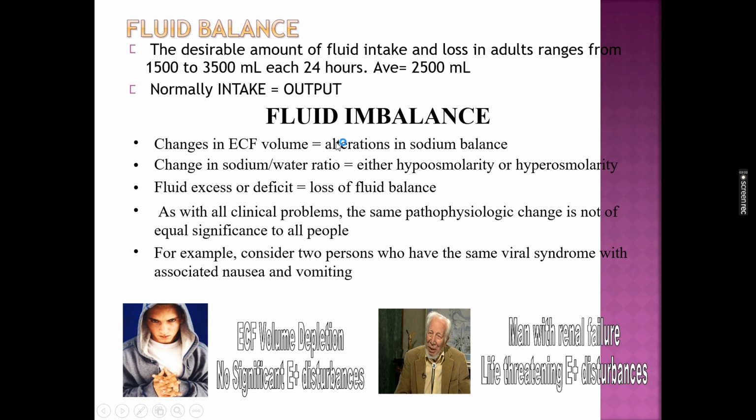Now, how is fluid balance maintained in our body? The desirable amount of fluid intake is equal to the loss of fluid in a normal human adult. It ranges from 1500 to 3000 ml each 24 hours. On average, that will be 2500 ml. So if we take 2500 ml of fluid, our loss will be 2500 ml, maybe through urine, feces, respiration, anyway. Then normal intake should be equal to output.